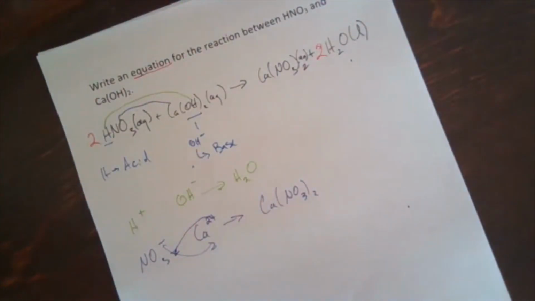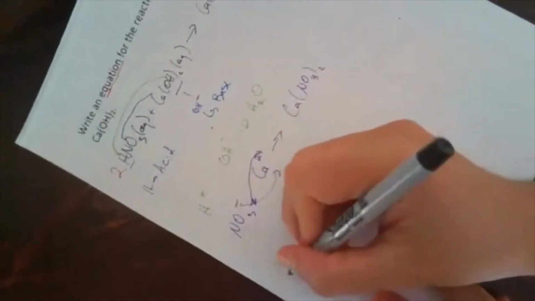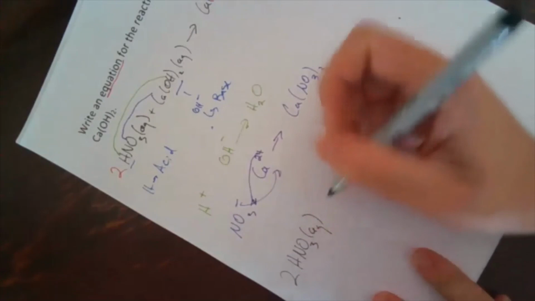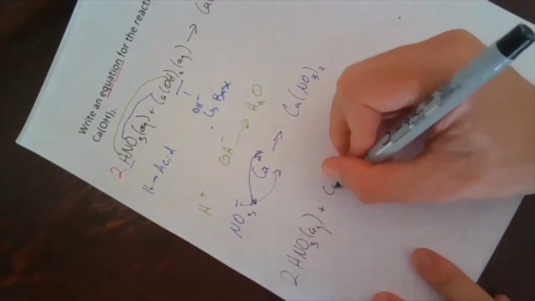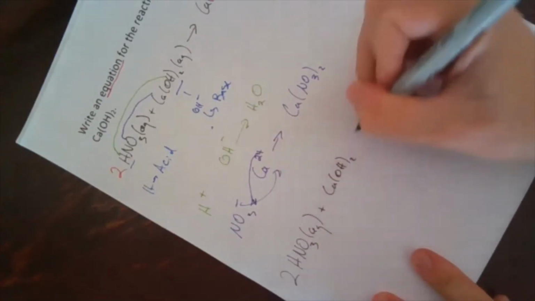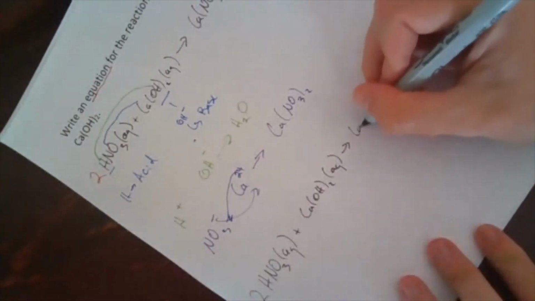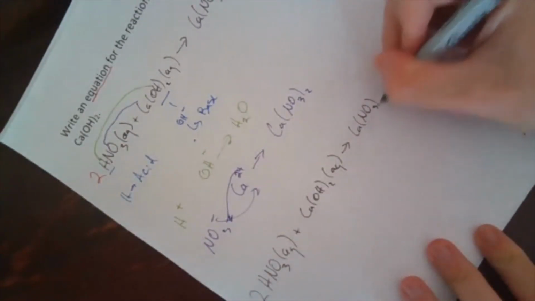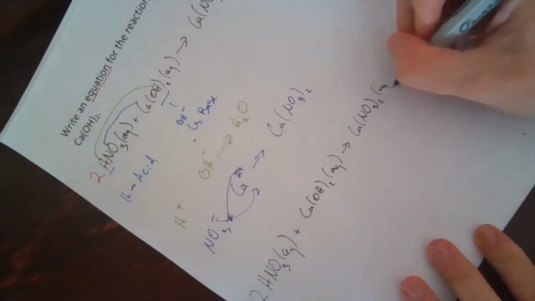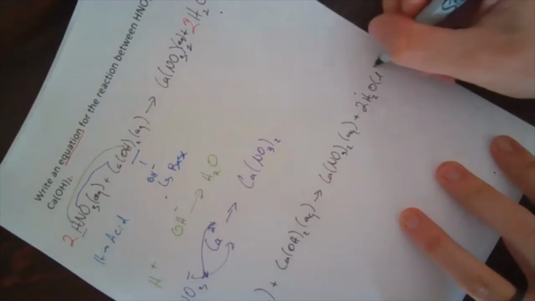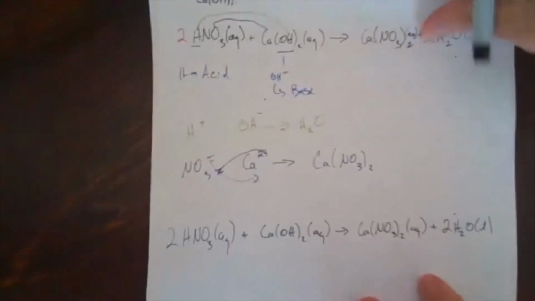So that's messy. Let's rewrite this and get a cleaner format. It's going to be 2 HNO3 aqueous plus 1 Ca(OH)2, also aqueous, becomes Ca(NO3)2 aqueous plus 2 H2O liquid. So we make liquid water.